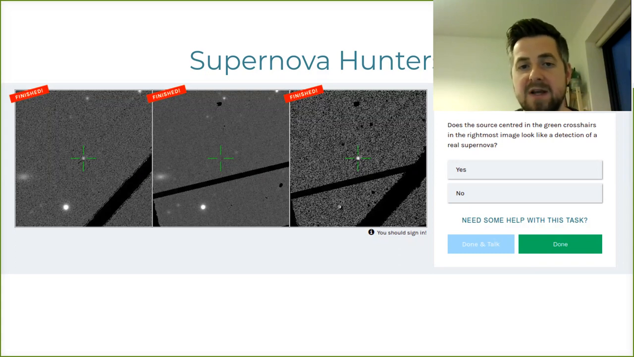And the key for us is integration of AI and machine learning methods alongside the human volunteers. So on our Supernova Hunters project, which is a very straightforward project looking for these supernovae, we show a before and after image, and we ask if there's anything new there that the volunteer thinks might be a supernova. Simple yes, no. People just look at the image and say, yes, I think there's one here, or no, I don't think there is.